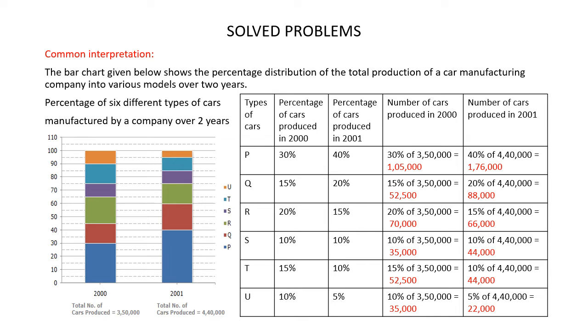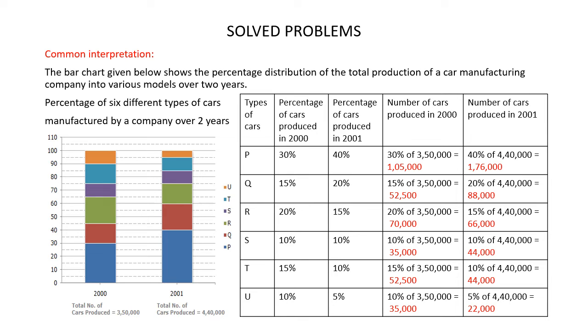Now it's given that the total number of cars produced in the year 2001 is 4,40,000. For the year 2001, the percentage of cars produced is given in this column. So P is 40%. So 40% of 4,40,000 is 1,76,000. So 1,76,000 P-type cars were produced in 2001.